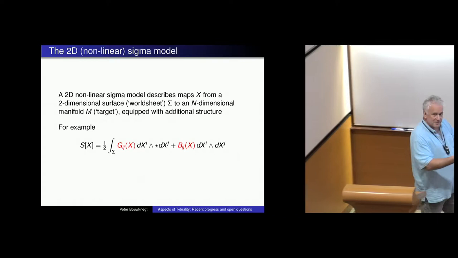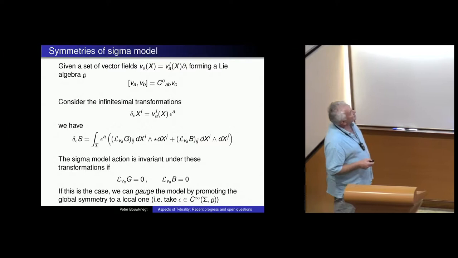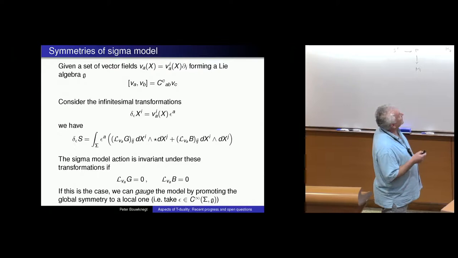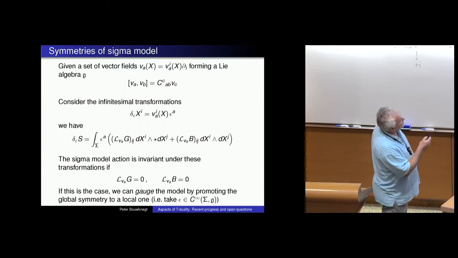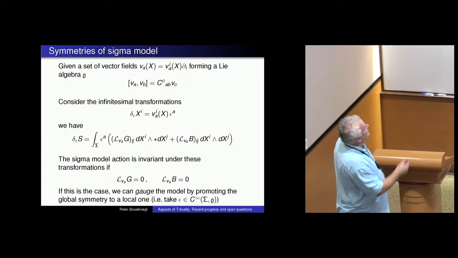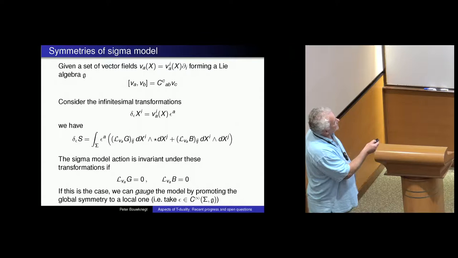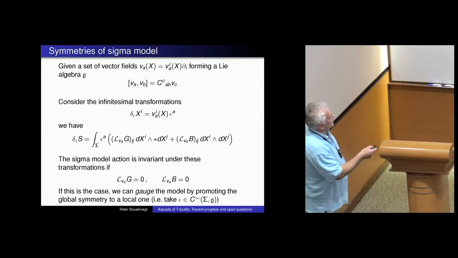Okay, so from a physics point of view, what we're interested in is symmetries. So I'm going to assume that this model is somehow symmetric with respect to a set of vector fields which form a Lie algebra, with structure constant C. So under these infinitesimal symmetries with respect to a vector field, the coordinates on the target transform in the direction of these vector fields, with some parameter epsilon, which in this case is still a constant.